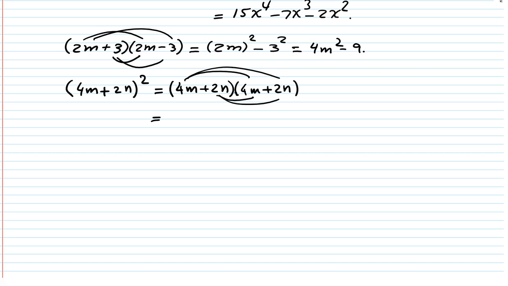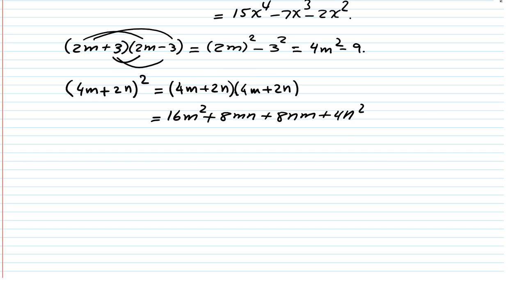So if I do FOIL them, I'm going to get FOIL like that. So that's going to be 16m squared plus 8mn plus 8nm. I'm doing this one now. And then 2n times 2n makes 4n squared. All right, and now we can write this as 16m squared, the middle terms 16mn, last one is 4n squared. And there we have it. And that would be the result of multiplying them together.